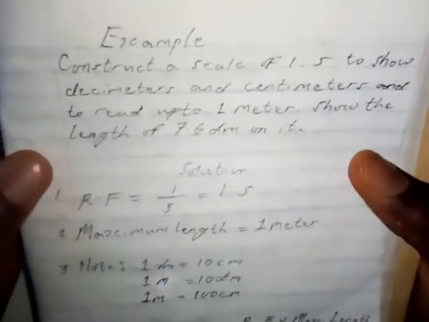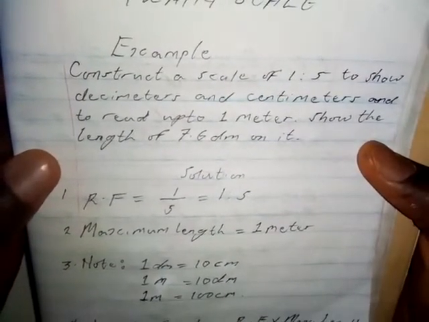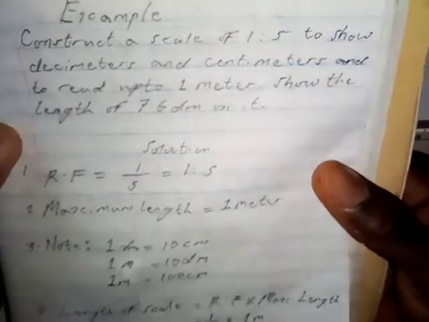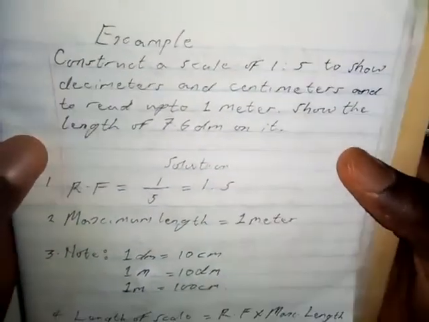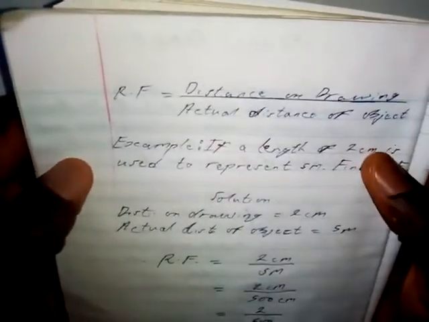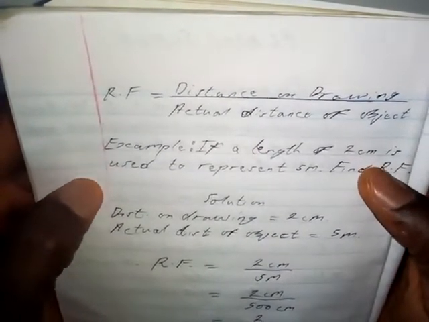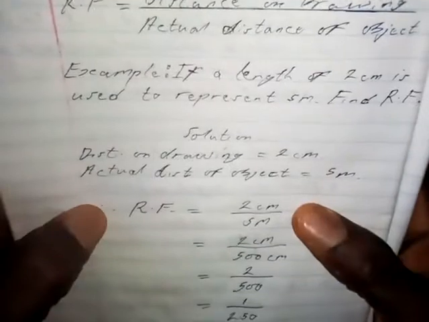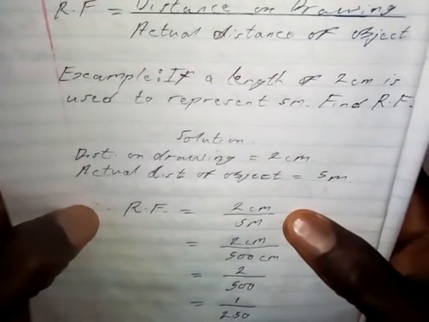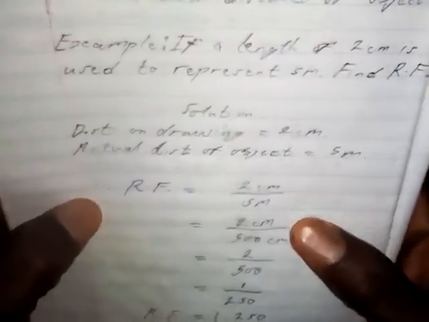Another thing that I want you to look at is that if the representative fraction is not stated in the question, you need to calculate it yourself. I would like to show you how you can work it out. As I said, representative fraction is equal to distance on drawing over actual distance of object. Let us take this example: if a length of 2 centimeters is used to represent 5 meters, find the RF.